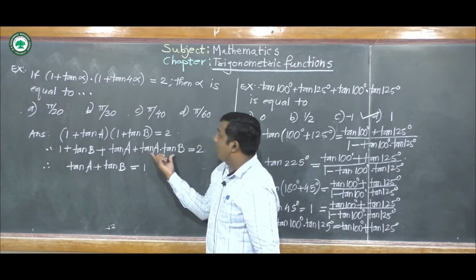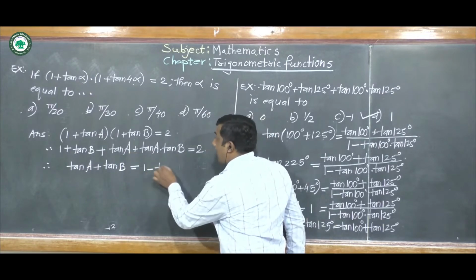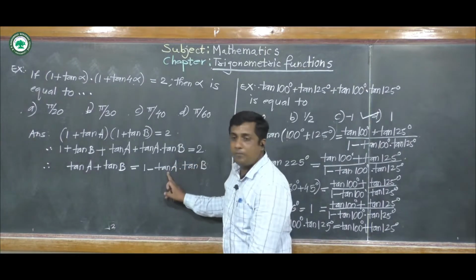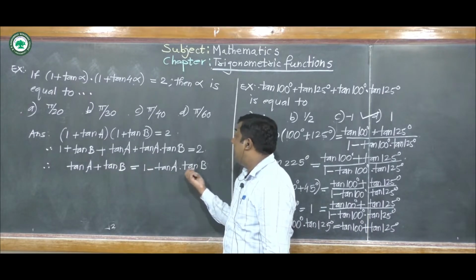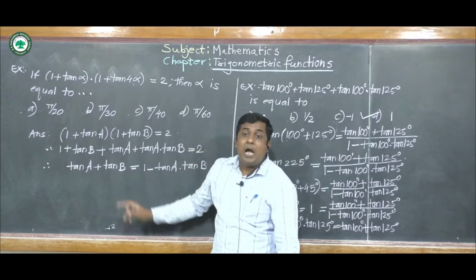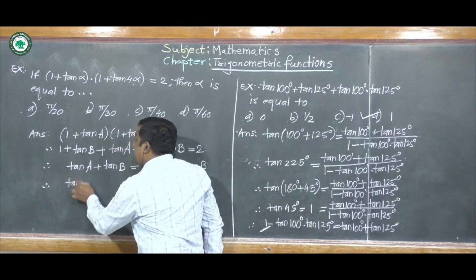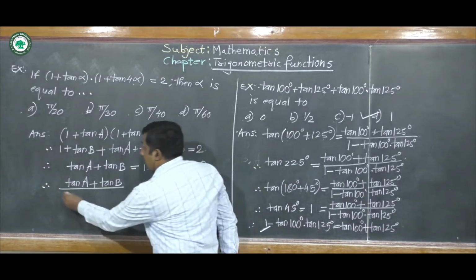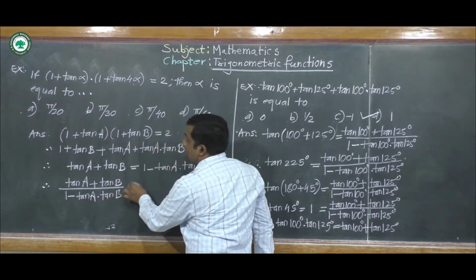Then the sign for this tan A into tan B is plus. If we transfer this to the opposite side, we get 1 minus tan A into tan B. We get this form, and this form is very important. Now we divide both sides by 1 minus tan A into tan B. Why? Since we know the formula for tan A plus tan B upon 1 minus tan A tan B. So I write tan A plus tan B divided by 1 minus tan A into tan B, and this is equal to 1.